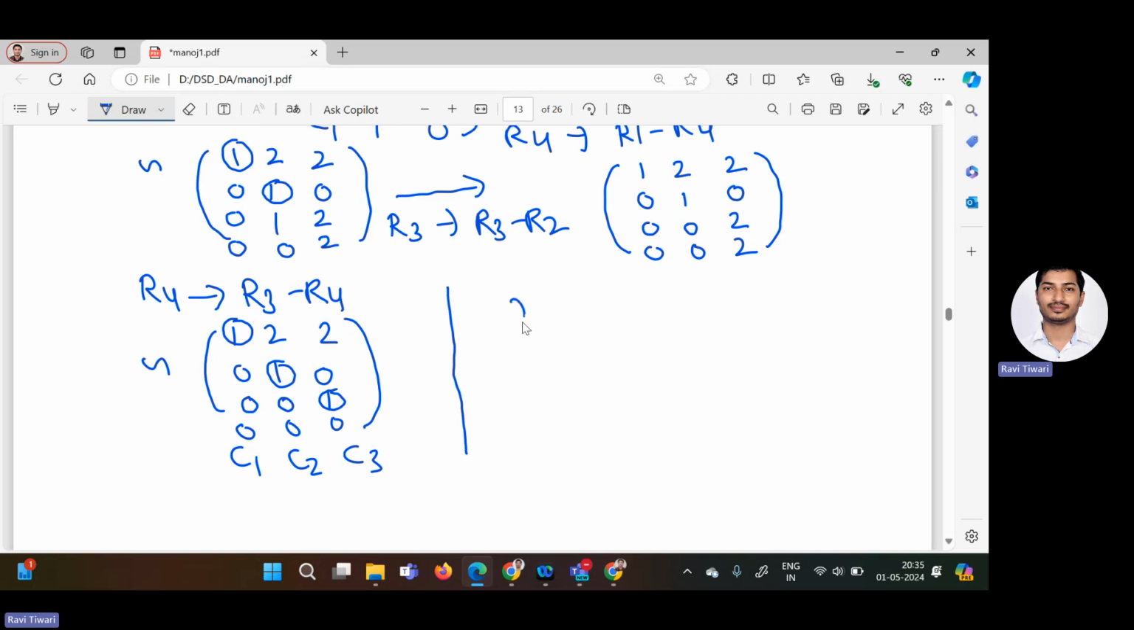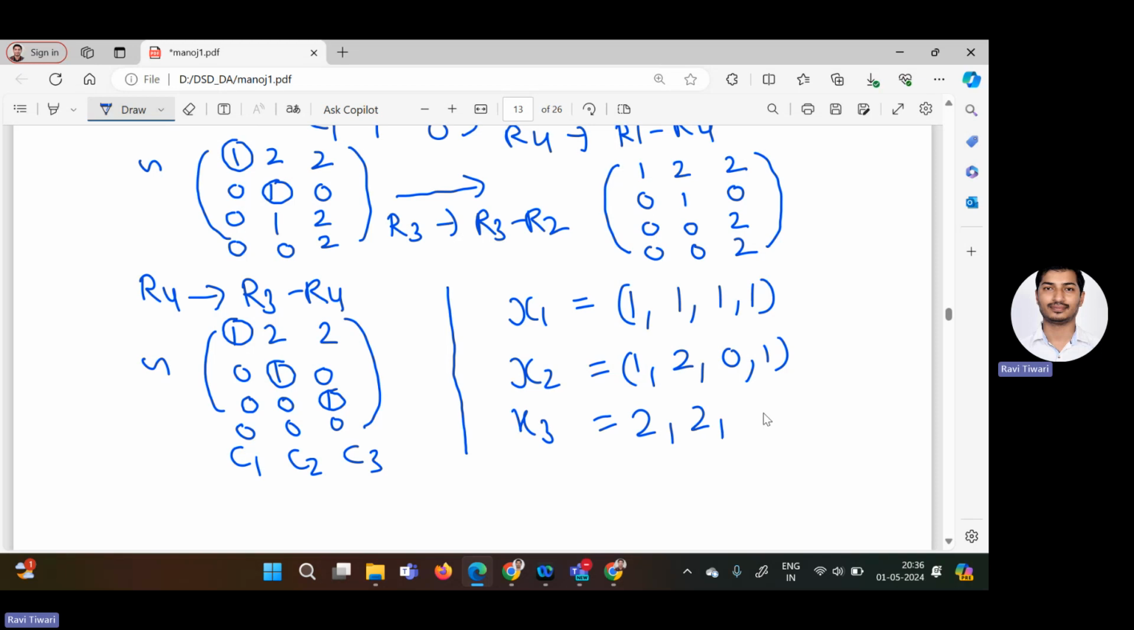So x1 is the first column of the given matrix: 1, 1, 1, 1. And x2 is the second column. We find the pivot positions from the row echelon form, but we must choose the actual columns from the original matrix. So x2 is 1, 2, 0, 1. And x3 is the third column: 2, 2, 4, 0.